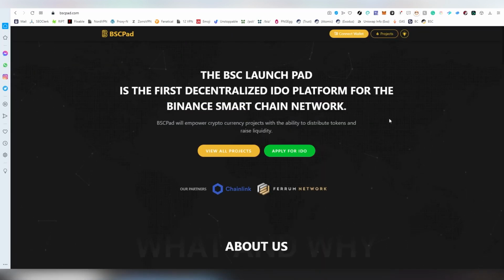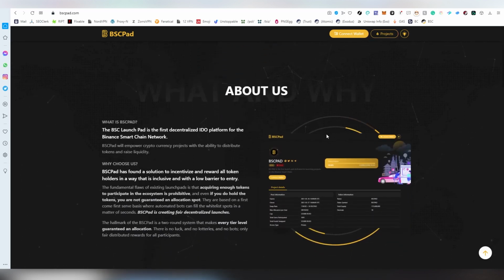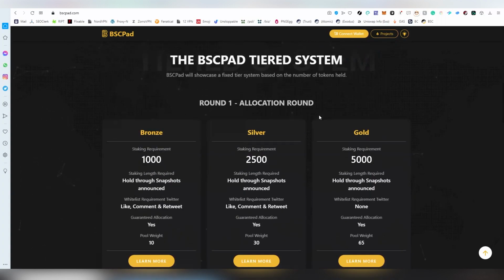Next one we have, a pretty popular one, is the BSC BAD. Their native token was very successful. I think, what are we talking about, 20x or something crazy? A very, very high return from its initial price. And this is on Binance Smart Chain.